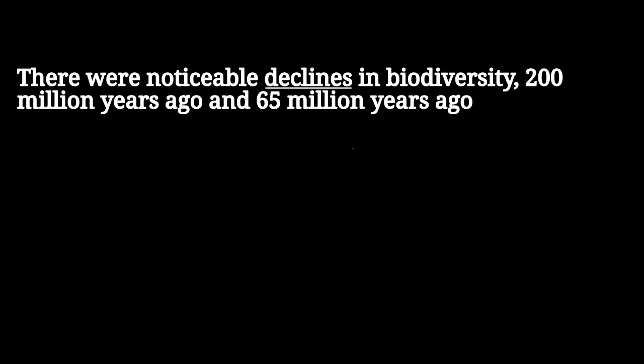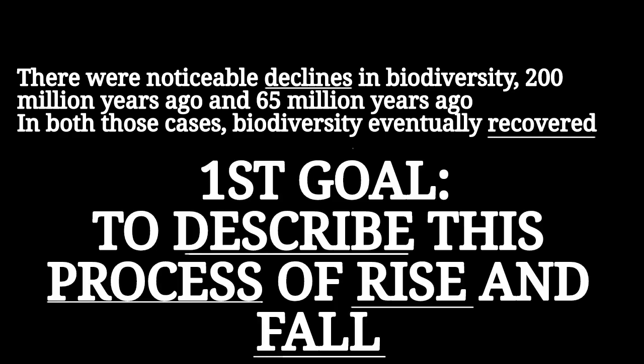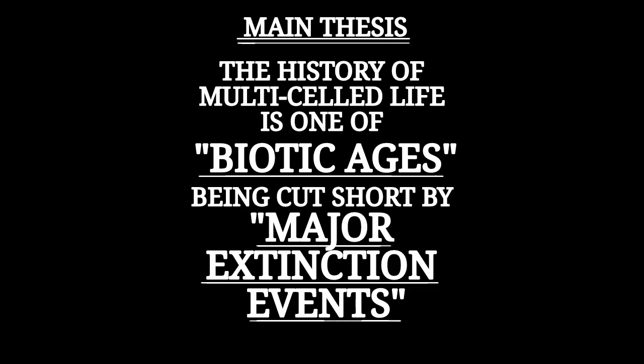In the fossil record, there are periods when biodiversity noticeably declines. For example, around 65 and 200 million years ago. It eventually bounced back each time. The goal is to develop a model that explains this process of rise and fall. In my view, the story of life on Earth is of successive, biotic ages being cut short by major extinction events. It is important to clarify what this argument means and what this process looks like.